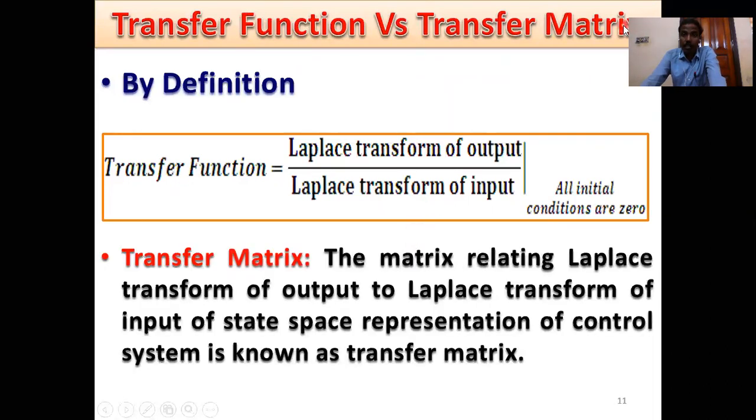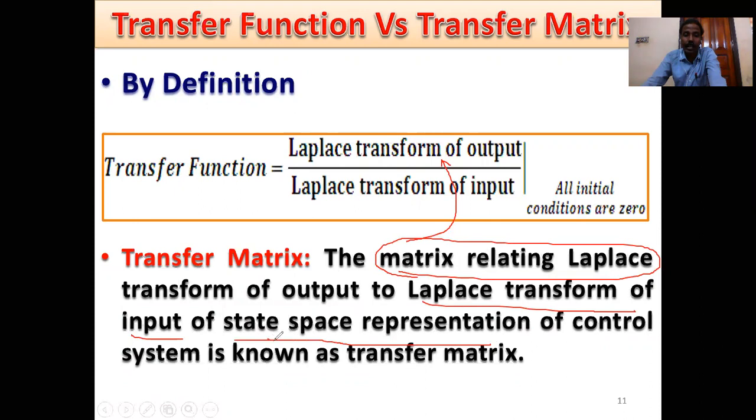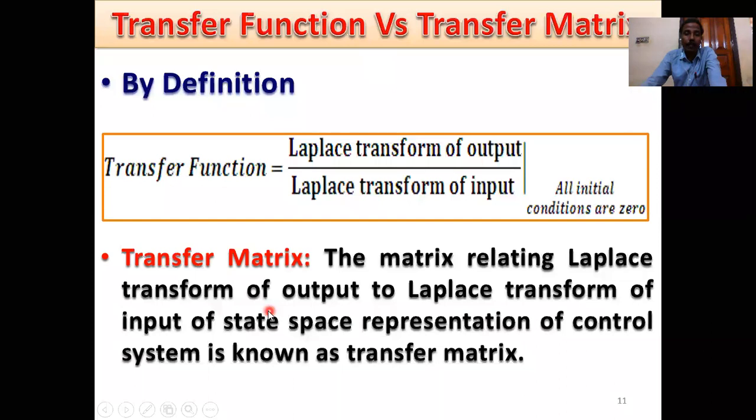But the transfer matrix is the matrix relating the Laplace transform of output to the Laplace transform of input in the state space representation form of a control system. So what is the definition? The matrix relating the Laplace transform of output to the Laplace transform of input of the state space representation of a control system is known as the transfer matrix. Limitation of the transfer function.